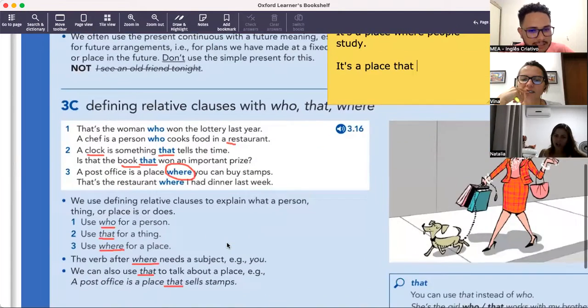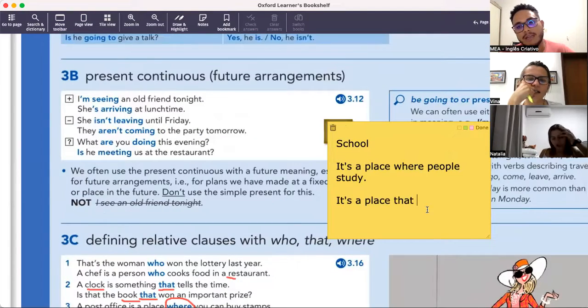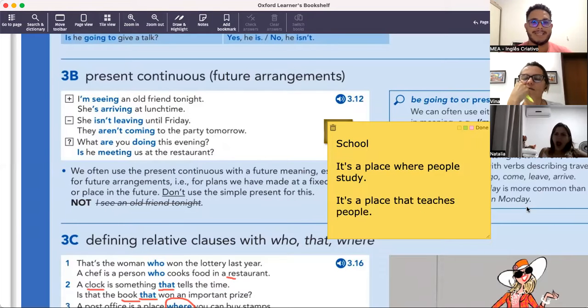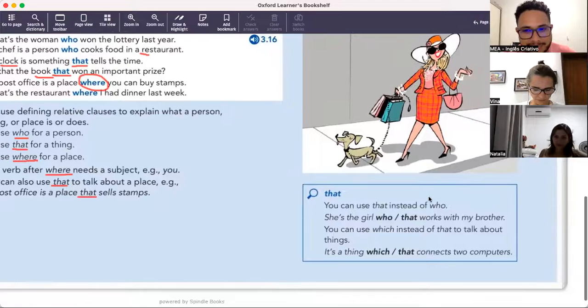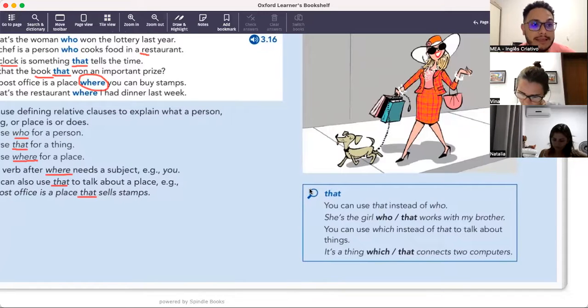Let me see. Okay. That teaches people. Fica melhor. Que ensina pessoas, né? Good? Ensina pessoas. Perfect. That, guys, tem só uma coisinha aí para definir, tá? You can use that instead of who. Okay? If you're talking about a person, you can use who or that.